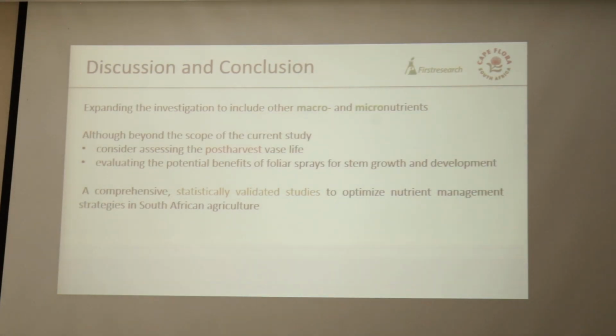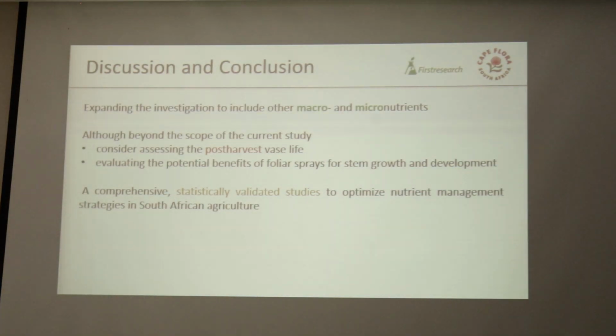So I think also it will be nice, I have actually all the data, to expand this to look at the effect on the other macro and micronutrients. Also to consider the effect of your seasonal sprays on your post-harvest quality and your vase life of the product. I think that can also affect it. And to really further evaluate the potential benefits of doing, say, 2 or 3 micronutrient sprays during the season with macros, or if you need some extra nitrogen or potassium, then add that to your spray. So I think there's a lot more work one can do in this subject.